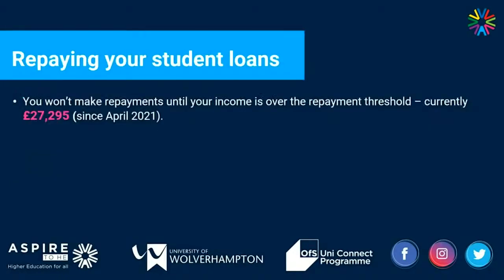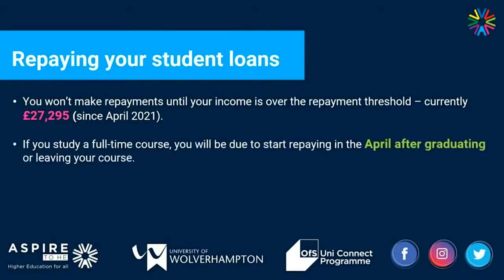You only ever start repaying your student loans back once you are earning above a certain amount once you graduate. Currently, the amount you need to be earning before you start repaying any of your loans back is £27,295. This is the recently updated threshold from April 2021 and should continue to rise annually in line with average earnings increases. Full-time students will only start repaying their loans back in the April after graduating or leaving your course, and only if you secure a job that has earnings over the threshold.